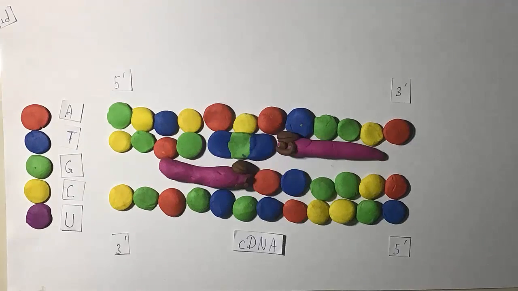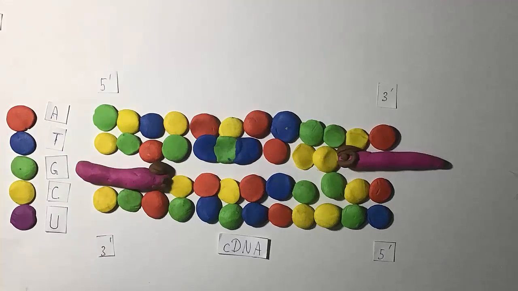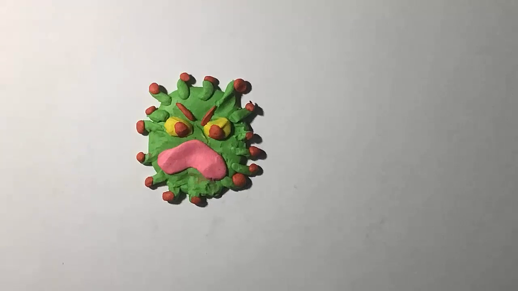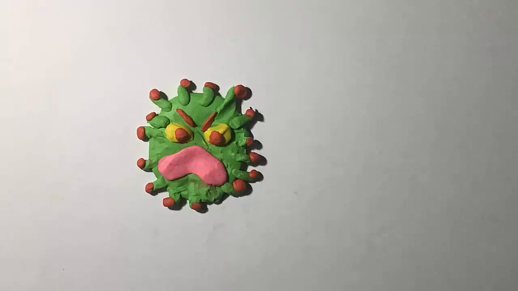PCR is very sensitive because if there is only one strand initially, after 30 cycles of PCR, in the end there will be about 1 billion strands of DNA. Therefore, these humans can detect us from very few strands of our genome.